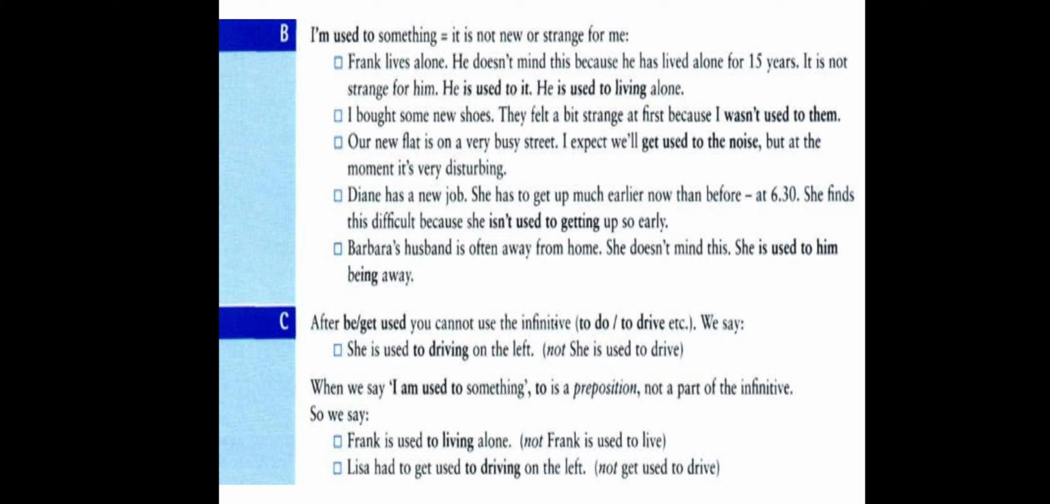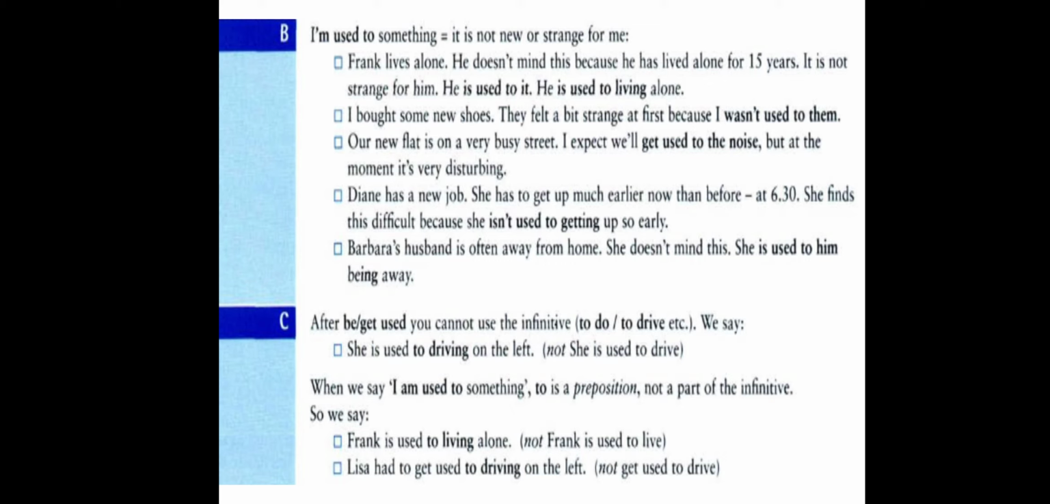When we say I am used to something, to is a preposition here, not a part of the infinitive. So we say, for example, Frank is used to living alone. Here we use verb to be, is, before used to, then to is a preposition, then we add verb plus ing after to, it becomes living alone. We don't say Frank is used to live. We don't use base form after to because we have is before used to. We have verb to be before used to.